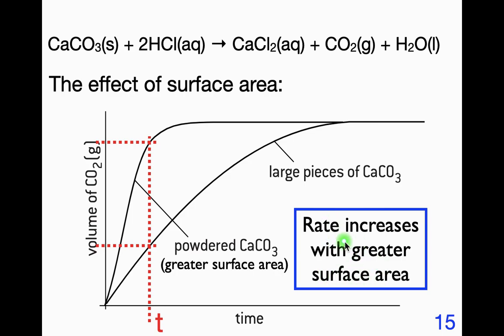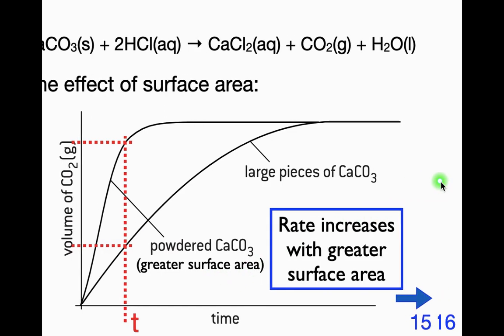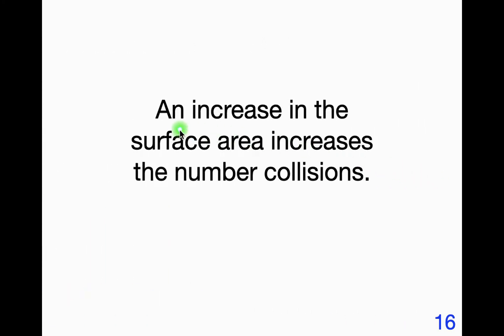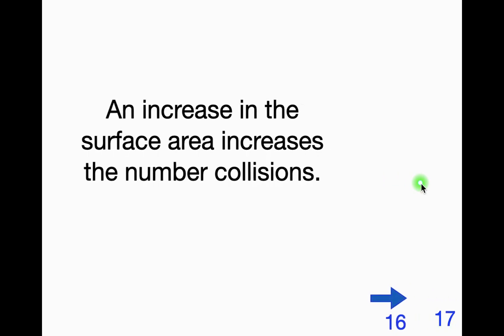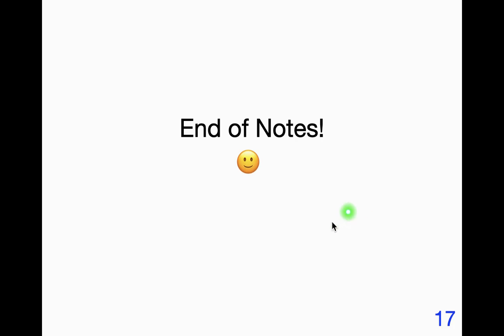Now, kids often get kind of confused with this because the larger pieces is the smaller surface area. The smaller the pieces, the greater the surface area. So an increase in surface area increases the number of collisions. Okay, that's it for introduction into kinetics. A little bit more, not too much more next week on this, but that's the end of today's notes.